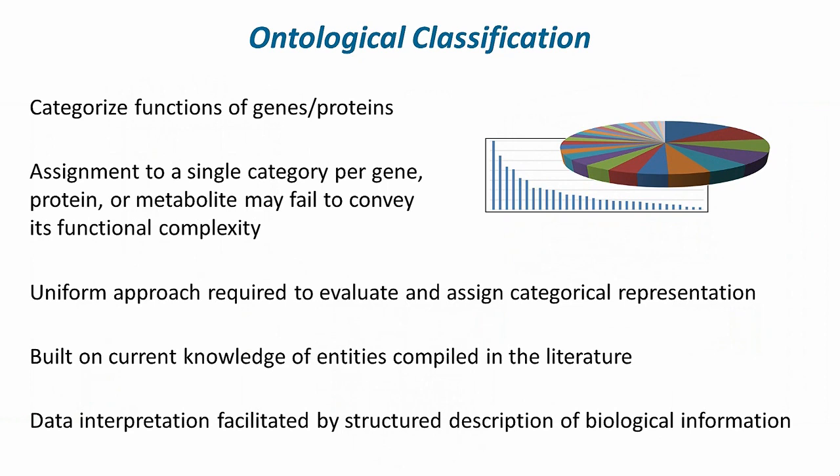To properly account for these combinatorial effects, a uniform approach to evaluate and assign categorical representation is required. Moreover, it must be built on current knowledge compiled in the literature, be adaptable for addition of new information in entries and concepts, and be broadly applicable across the many species represented in molecular databases. Data interpretation is thus facilitated by structured descriptions of accumulated biological information that are readily accessible for interrogation.